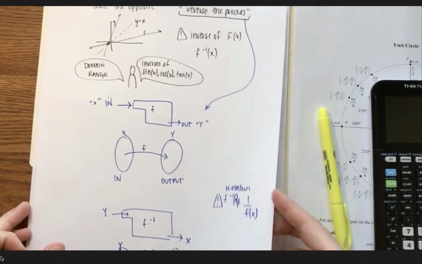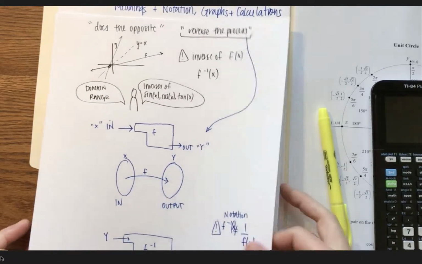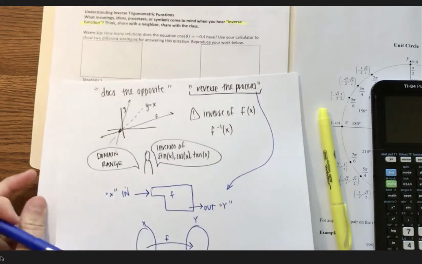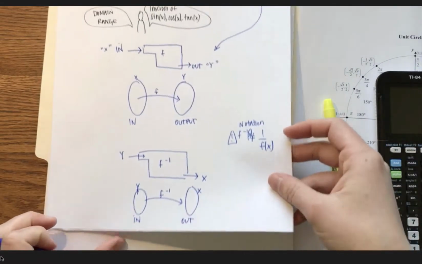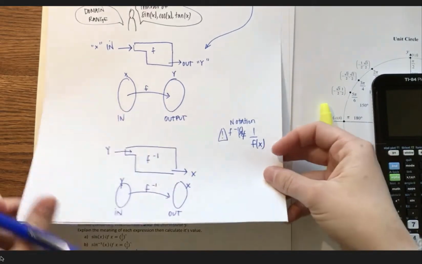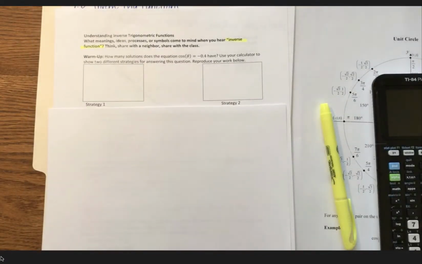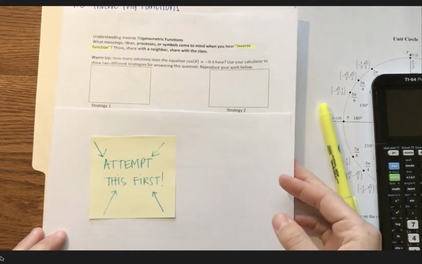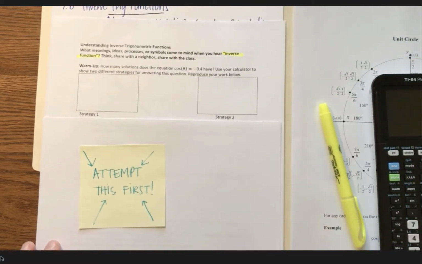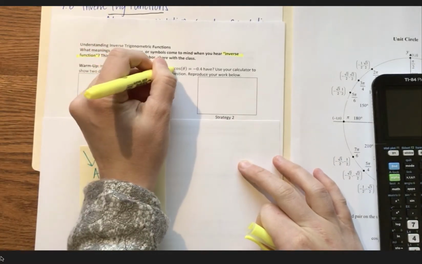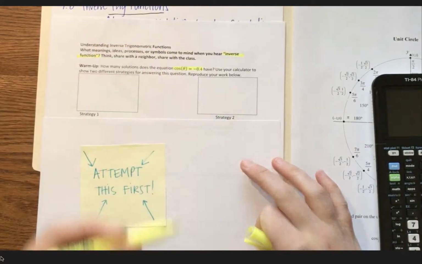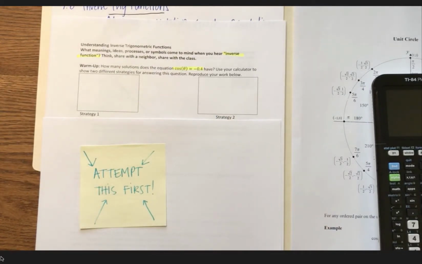Okay, so let's keep going. In the process, on your worksheet, I ask you again to attempt this first on the warm-up. It's really important that you attempt this first. So I'm going to slide these out of the way, and now ask you to think about this. How many solutions does this equation have? This equation: cosine theta equals negative 0.4.